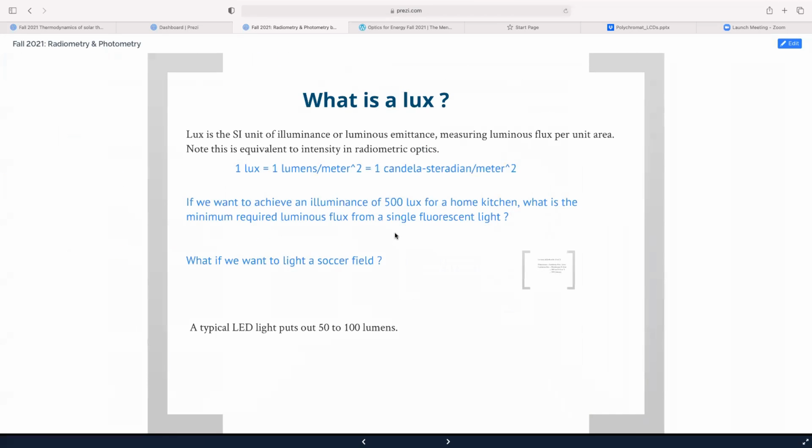Of course, if my area is much larger, like a soccer field, then that A goes up, then I need many more lamps, right? Of course, that means I need many more sources. A single source cannot really achieve that.